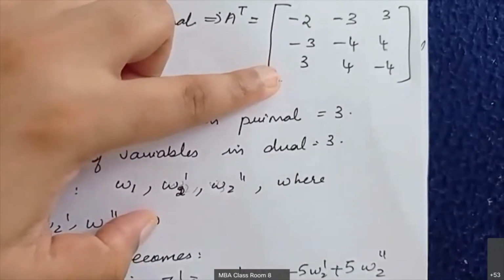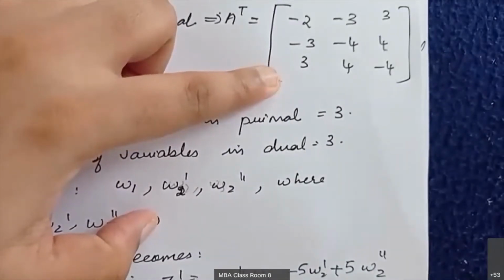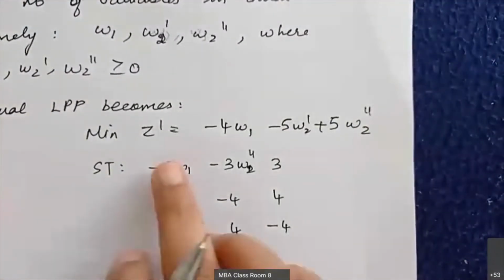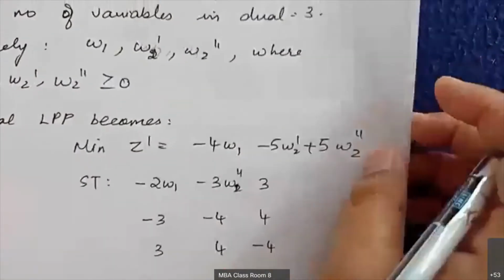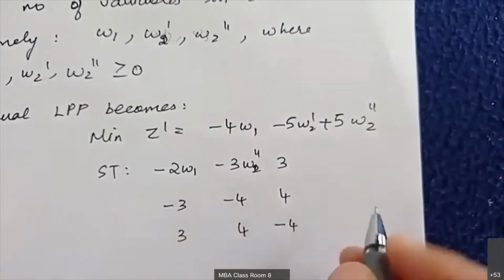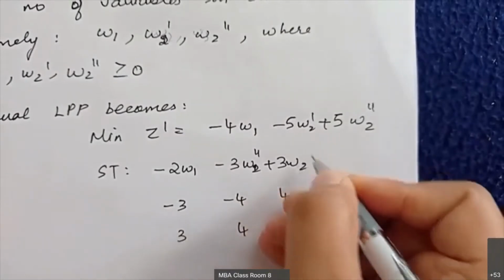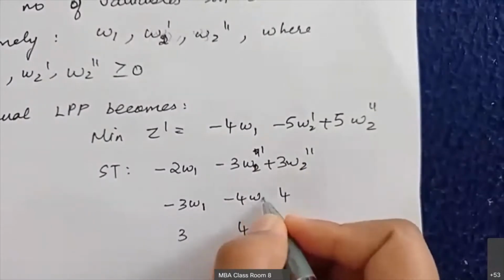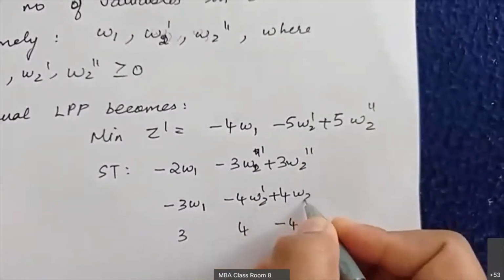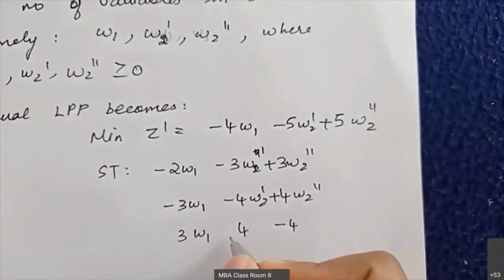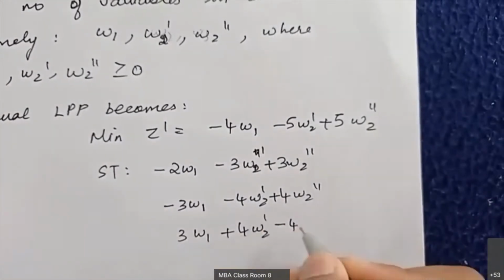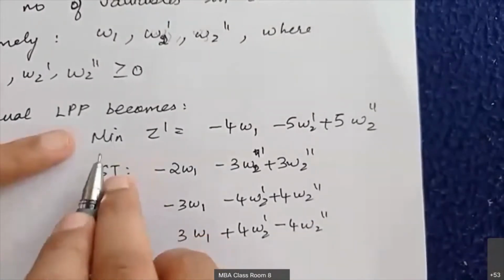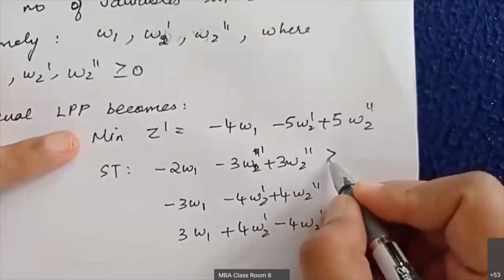Now fill it with the variables W1, W2 dash, W2 double dash. Can you see that? This is the coefficient matrix that I've taken from the transpose, and then I'm filling it with the variables. So here it is W1, here it is W2 dash plus W2 double dash. Similarly, W1 plus W2 dash minus W2 double dash. Here we have a minimization problem, so all the constraints are going to be of greater than or equal to type.